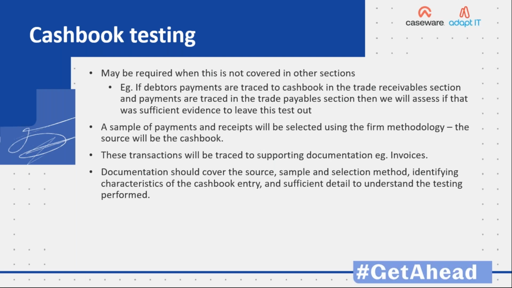And then what we would document is the same principle as what we have been documenting, which is we should cover where we started from. So the source of our testing would have been the cash book. What was our sample that we selected, document the transactions that we selected, as well as the selection method for our sample. You'll see we refer to identifying characteristics of the cash book entry, which means how do I distinguish this transaction that you selected for testing from the ones that have not been tested.